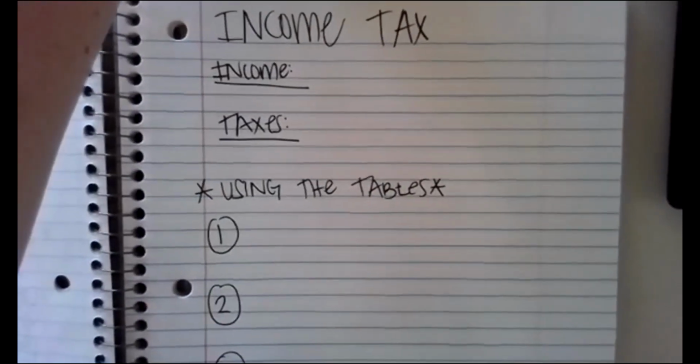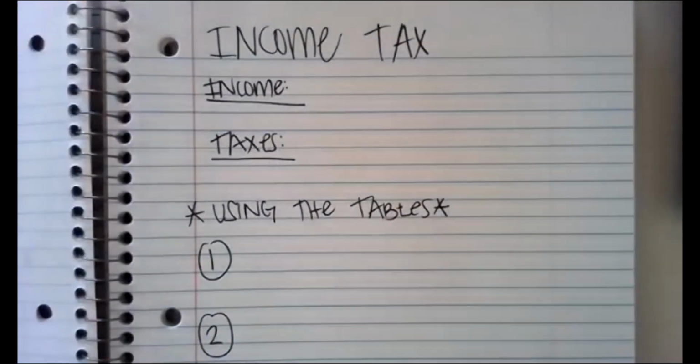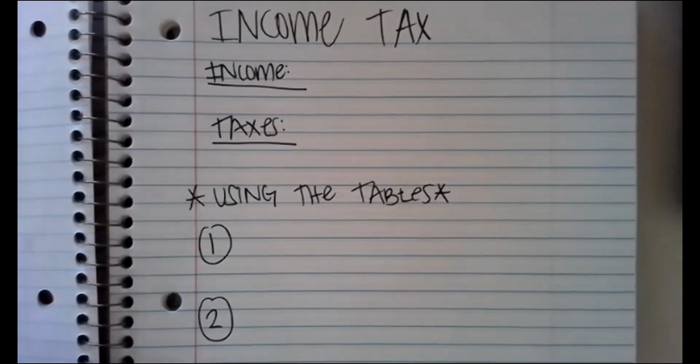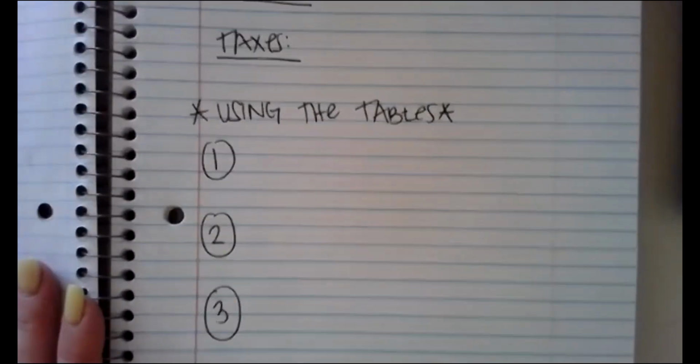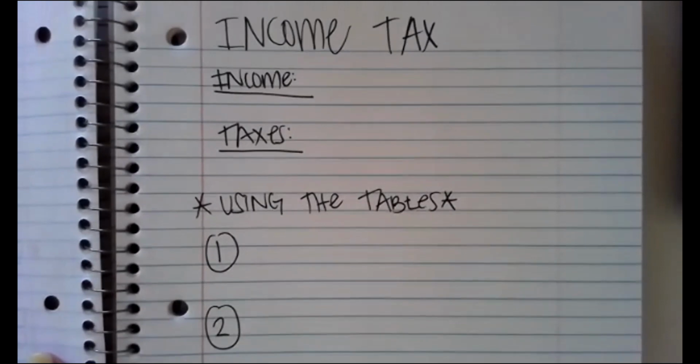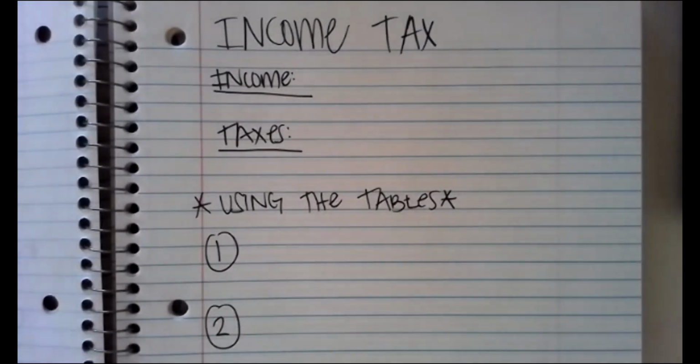So if you want to take a moment in your notebook to label your page like this, we're going to do 3 examples. So it should be 1, 2, 3. It's just not fitting on my screen. So go ahead, take a moment to set up your notebook page for income tax.